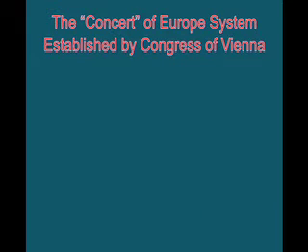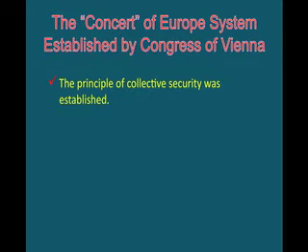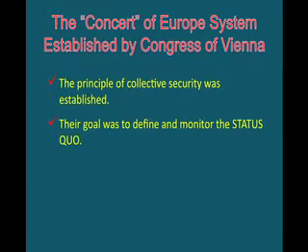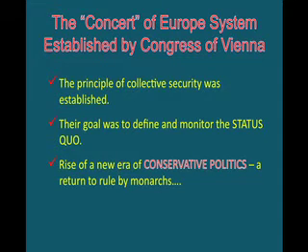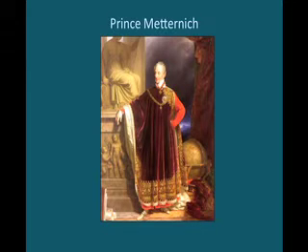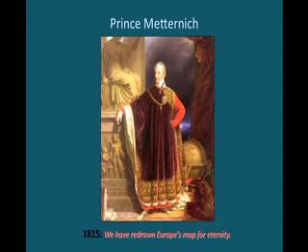The Concert of Europe is a system established by the Congress of Vienna. It's the principle of collective security, which was established as a result of the Congress. Their goal was to define and monitor the status quo, and we see the rise of a new era of conservative politics. If you remember, Metternich was a bit of a conservative, and he wanted to see Europe go back to its old stable ways under its monarchs. And again, in that concert of countries in Europe, there would be stability and order.